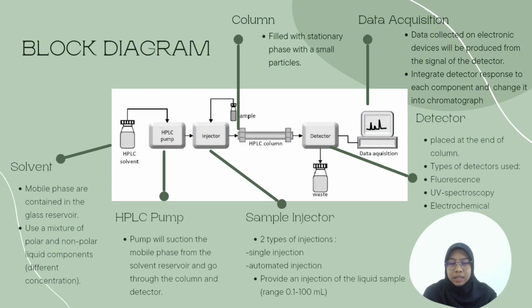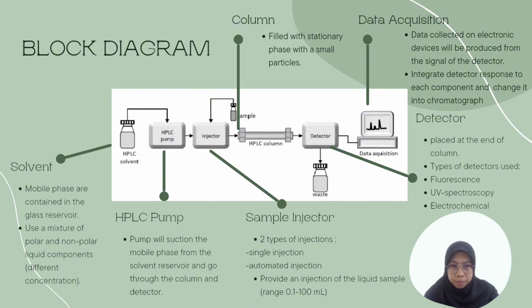Okay, for the next slide, for the block diagram of HPLC, the caffeine standard or Levita and Coke sample will go through, firstly, the solvent reservoir. Mobile phase contents are contained in a glass reservoir, and then the mobile phase or solvent in HPLC is usually a mixture of polar or non-polar liquid components whose respective concentrations vary depending on the composition of the sample.